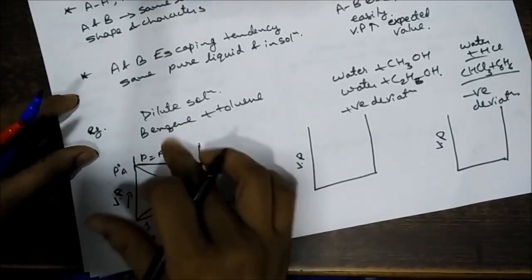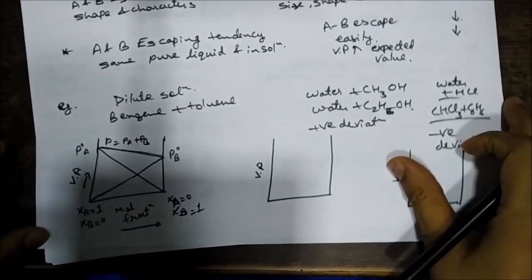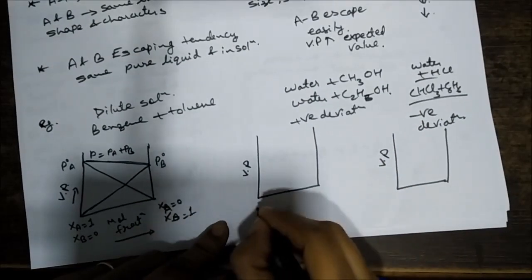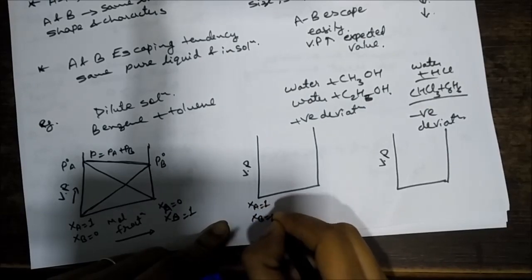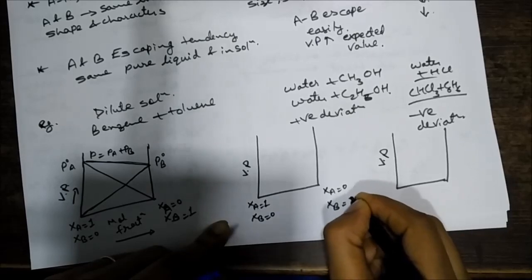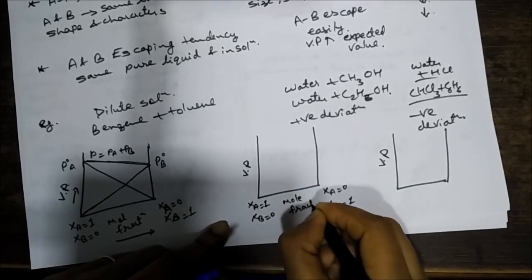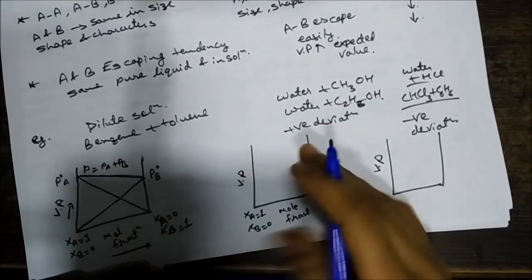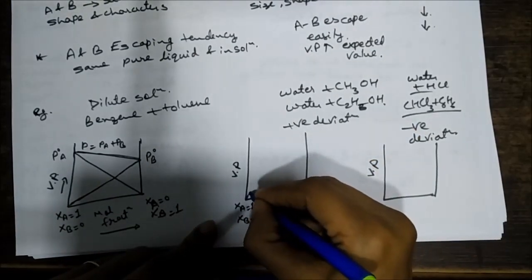So we can see the straight line for ideal solutions, but for non-ideal solutions having positive deviation, the same thing, XA is equal to 1, XB is 0, and XA is equal to 0 and XB is 1. This is the mole fraction. And for these types of solutions, it will show a positive deviation.